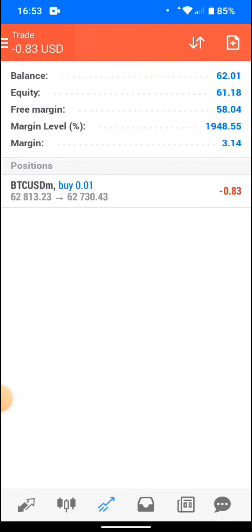I hope you guys are understanding these lot sizes and leverage. You might want to ask, how do you select your leverage? You just need to go to your brokerage account. If you are using Xnet, you just go to your Xnet account. Or in this case, let me just show you guys.